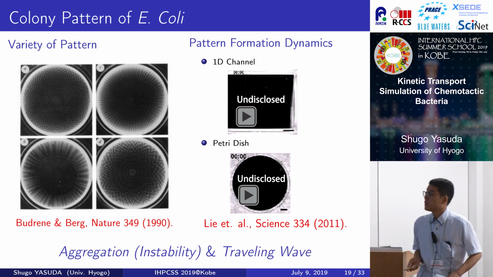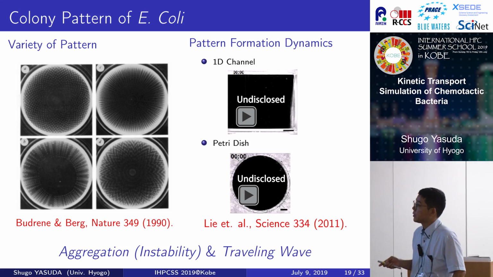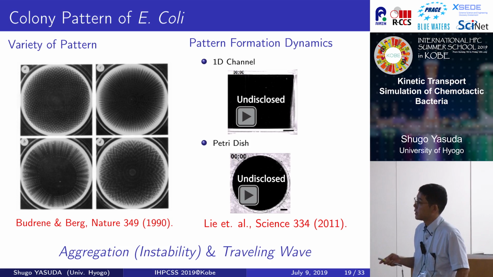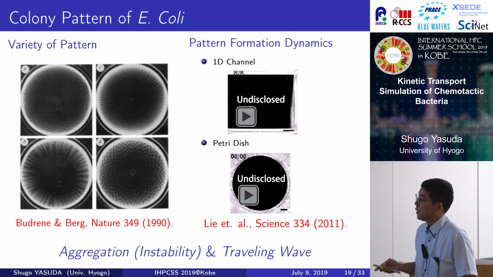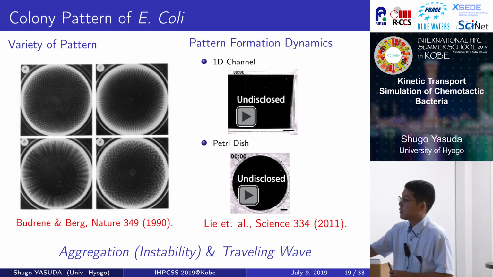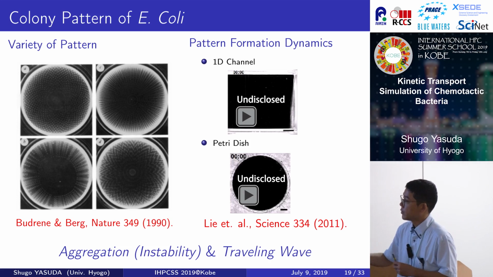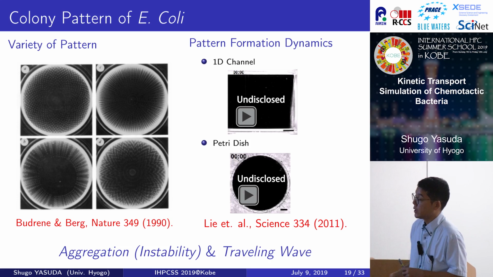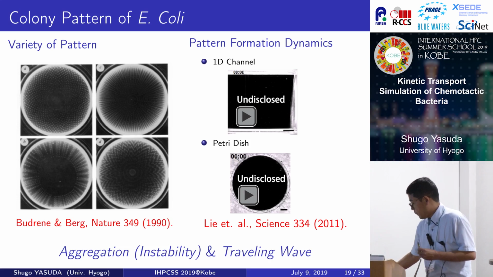And this is another result in a Petri dish. The bacteria first accumulated at the center in the Petri dish. And they also expand their population. And after the frontal population passed, they create a new annulus ring.